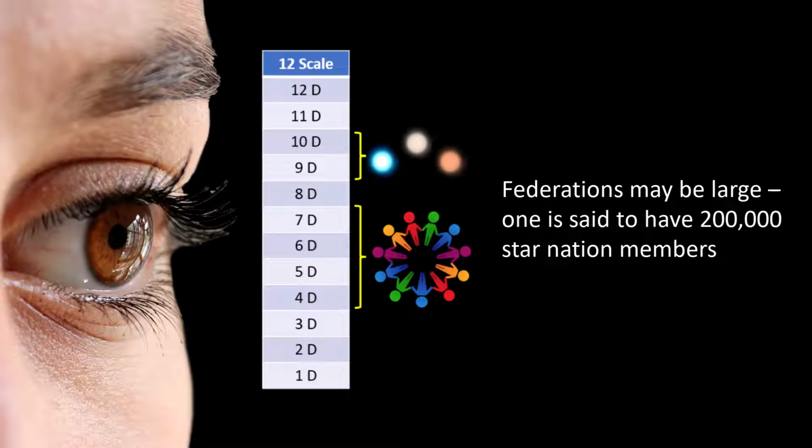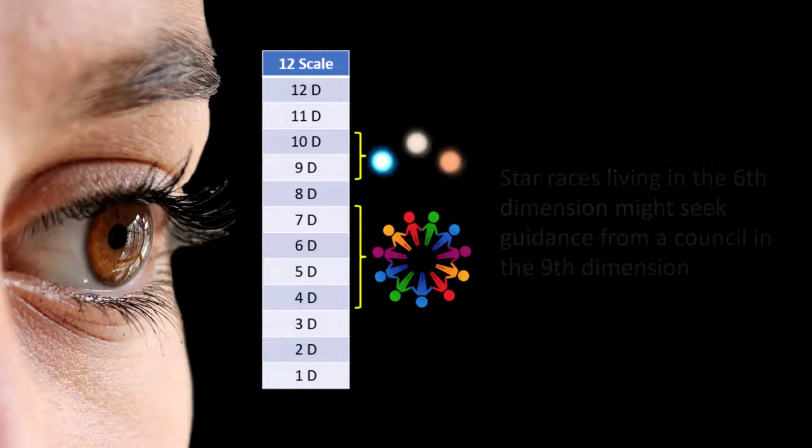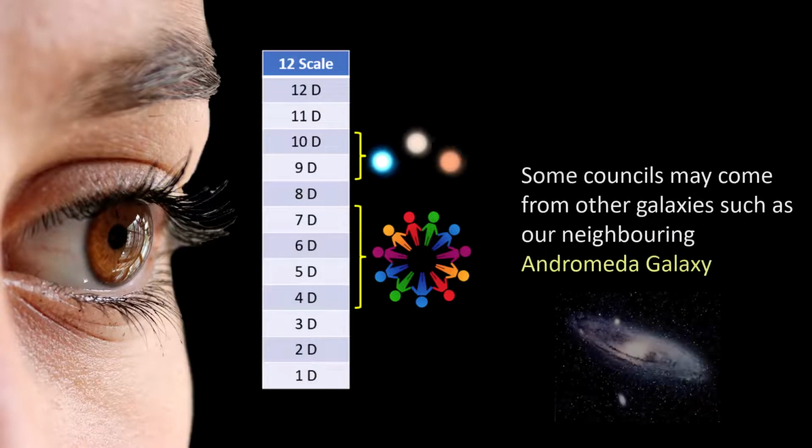Federations may be large. One is said to have 200,000 Star Nation members. Star races living in the 6th dimension might seek guidance from a council in the 9th dimension. Councils from the 9th or 10th dimension may consist of intelligence with a collective consciousness or unified mind. Some councils may come from other galaxies, such as our neighbouring Andromeda galaxy.